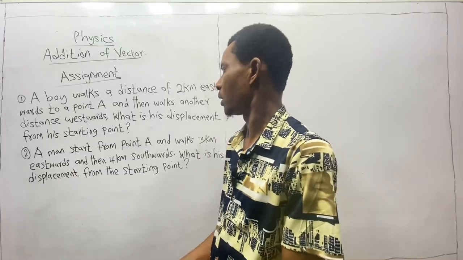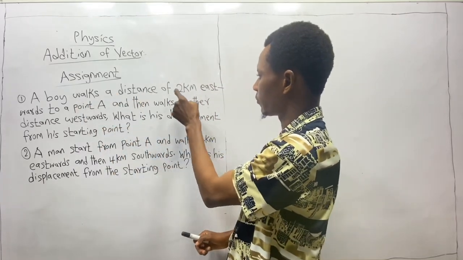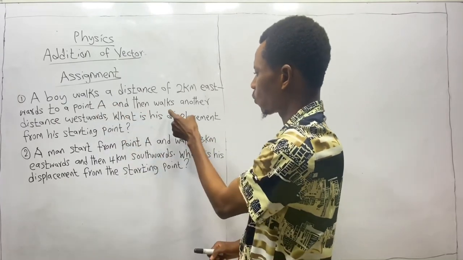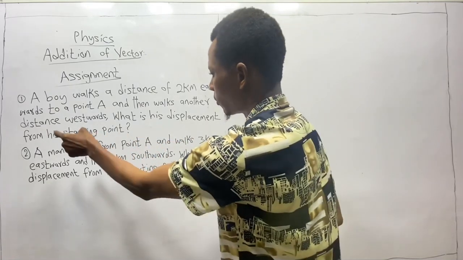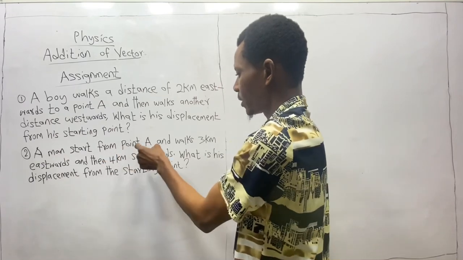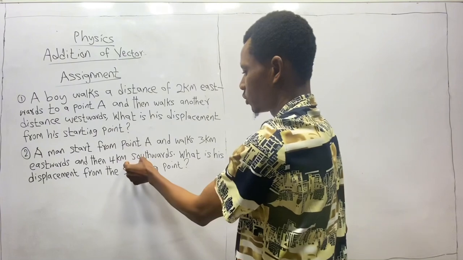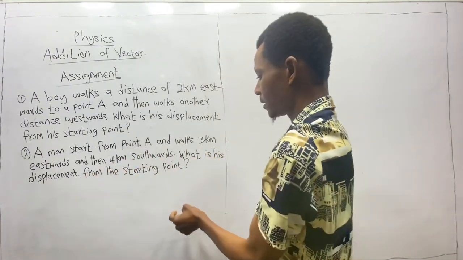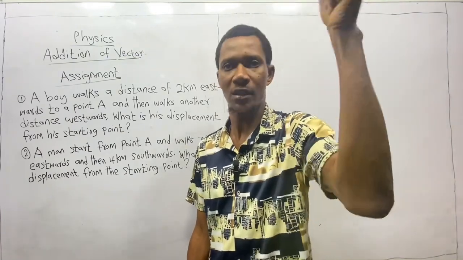Now before we go, take down this assignment. A boy walks a distance of 2 kilometers eastwards to a point A and then walks another distance westwards. What is his displacement from his starting point? Then the second question says, a man starts from point A and walks 3 kilometers eastwards and then 4 kilometers southwards. What is his displacement from the starting point? Solve this question and drop your answer in the comment section.